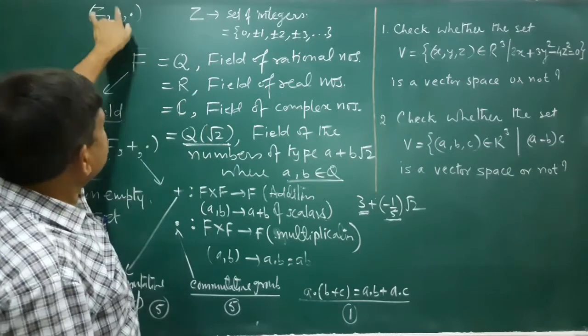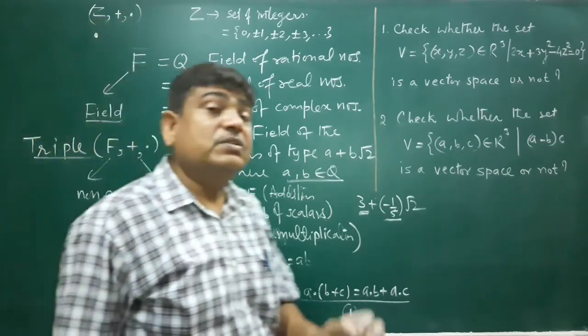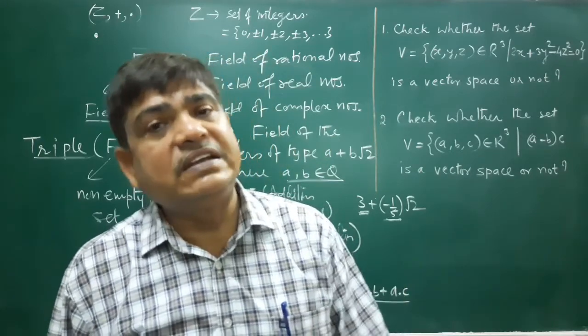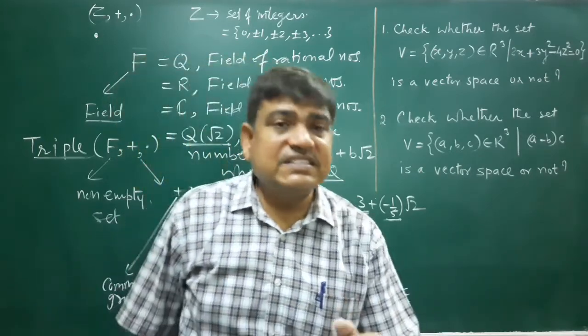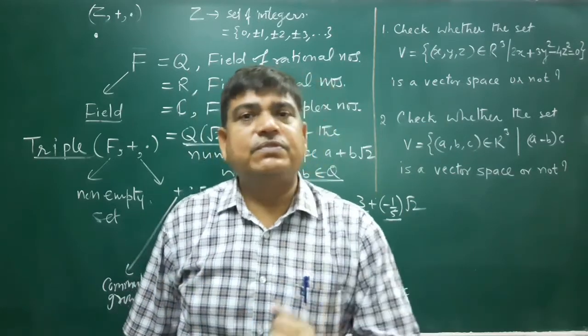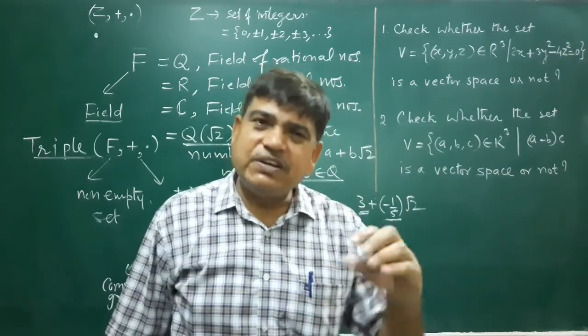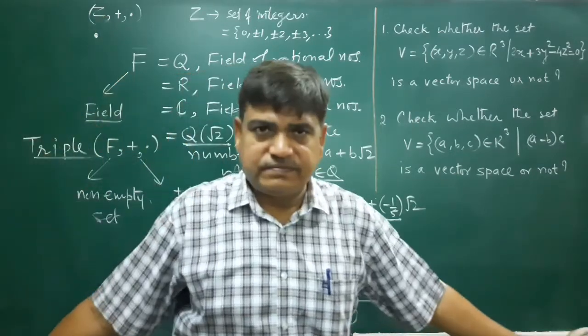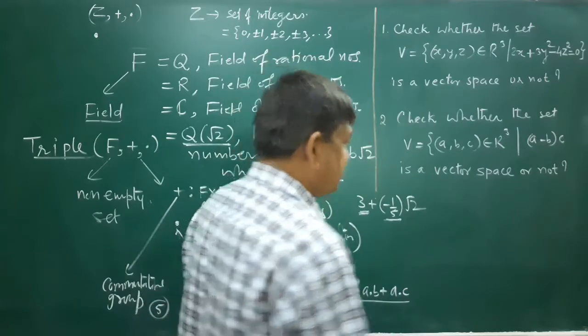But Z with these two compositions is not a field because the multiplicative inverse of an integer does not exist in the set of integers. The multiplicative inverse of 2 is 1 by 2, but 1 by 2 itself is not a member of Z, so it is not a field. Okay, so it is that type of situation.